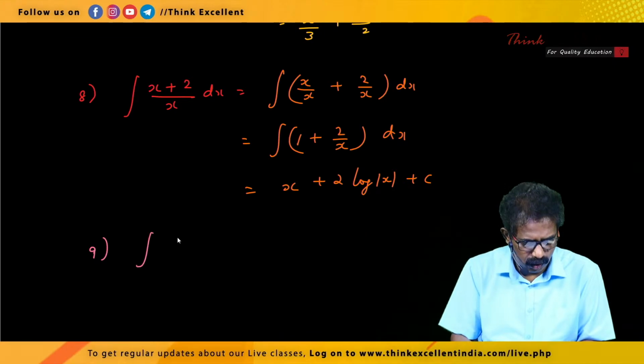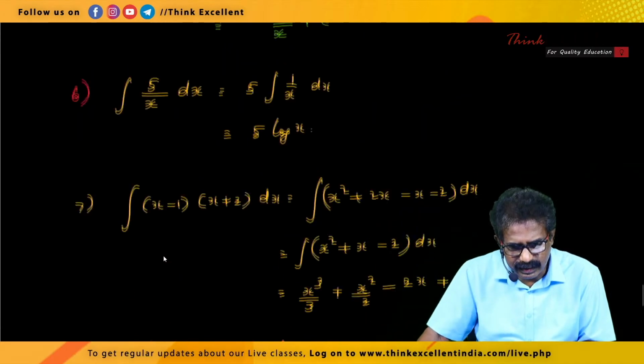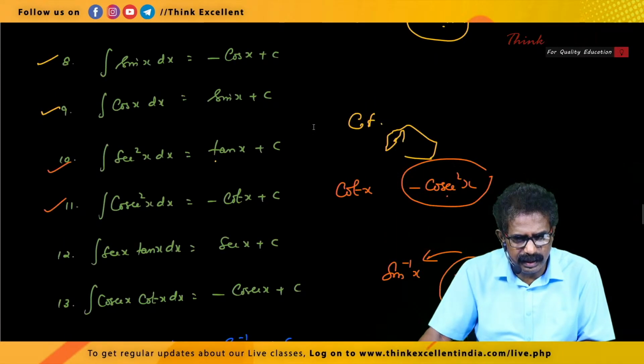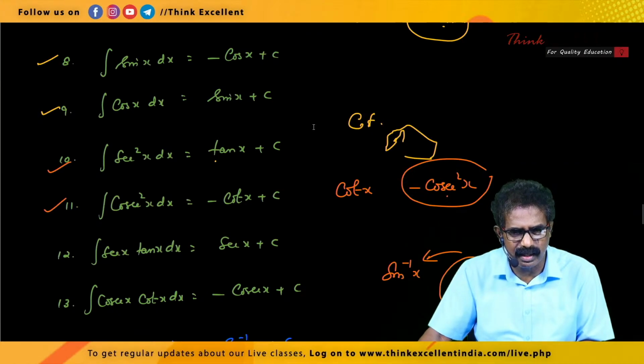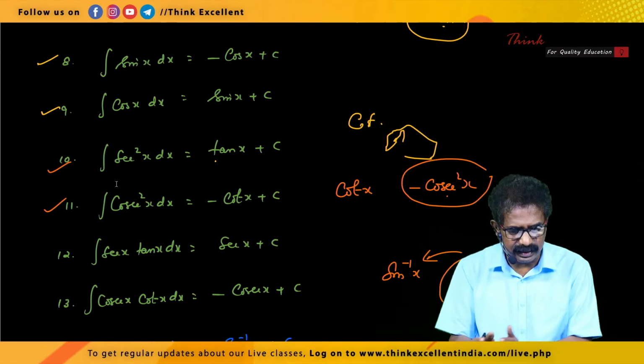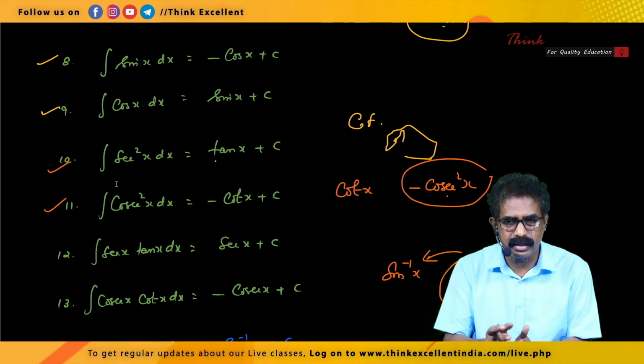Integral 1 by... before that I'll give the question, but before that, just to recall the formulas in trigonometry. These 6 formulas: integral sin x is minus cos x, integral cos x is sin x plus c, integral secant square x is tan x, integral cosecant square x is minus cot x, integral secant x tan x is secant x, and integral cosecant x cot x is minus cosecant x.